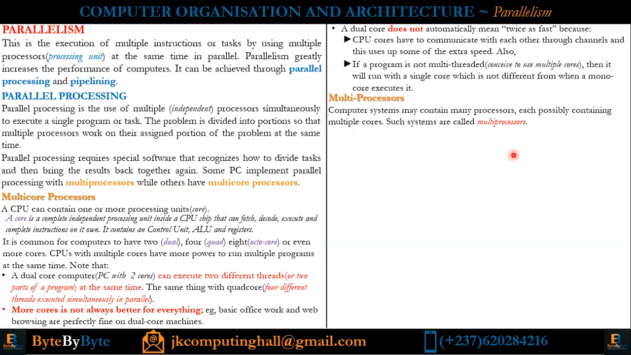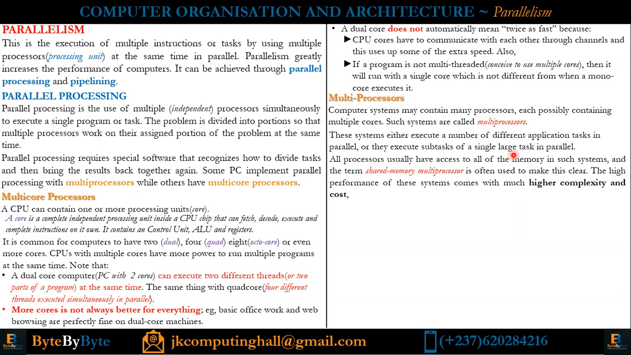Multiprocessors. Let us look at multiprocessors now. A computer system may contain many processors, each possibly containing multiple cores. Such systems are called multiprocessors. So you have a computer that has more than a single processor, whereas with multi-core, you have just one processor, but it contains several units. This system either executes a number of different application tasks in parallel, or executes subtasks of a single large task in parallel.